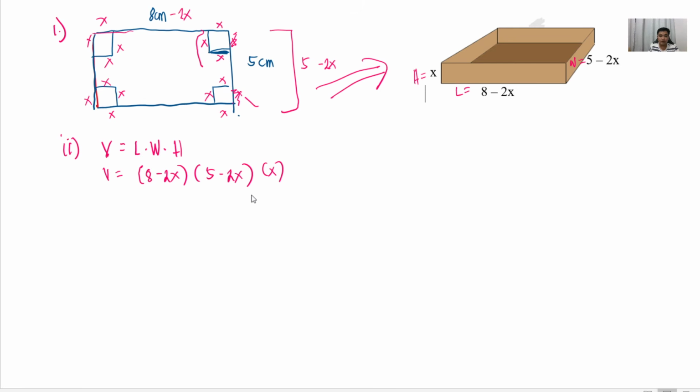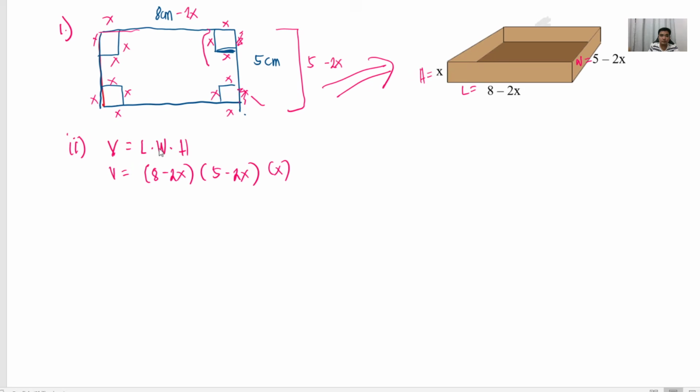Okay, we multiply all. So magiging, pwede kong gawing 16x. Wait. Okay. So, 5 minus 2x. I-multiply ko si x dito. Okay? So, volume.